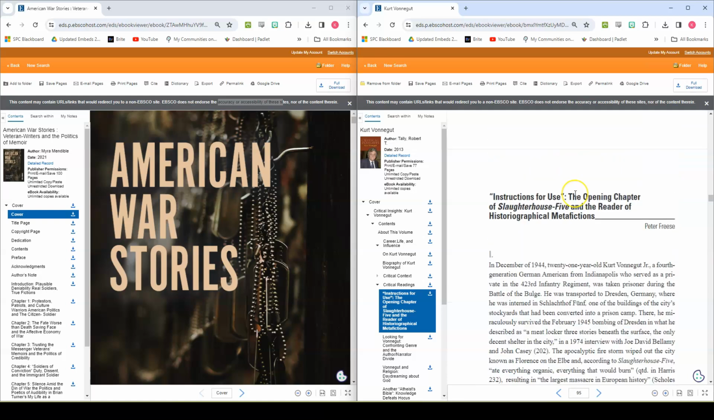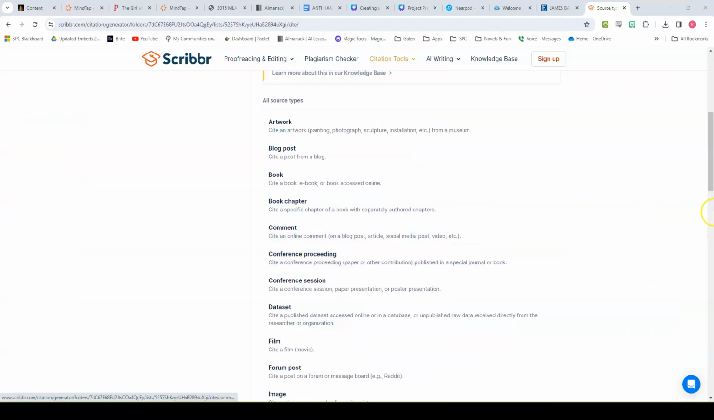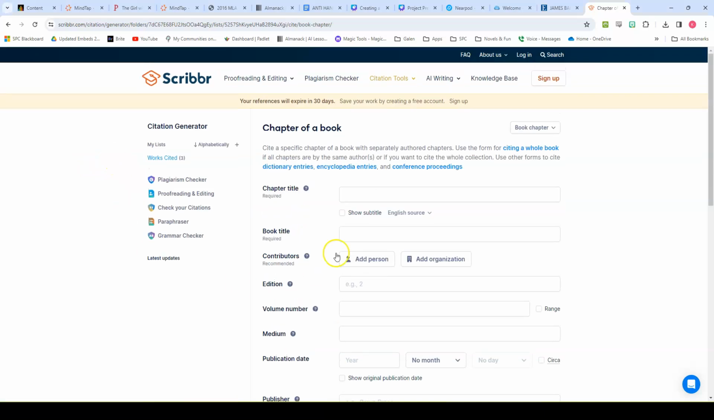So when you're navigating books, you want to pay attention to whether or not you need an editor, because when you go to your generator tool, you are going to have book and book chapter. And when you select book chapter, because you're citing a part of that book, you are going to need to know whether you have an editor or not, because you would have to add that manually.